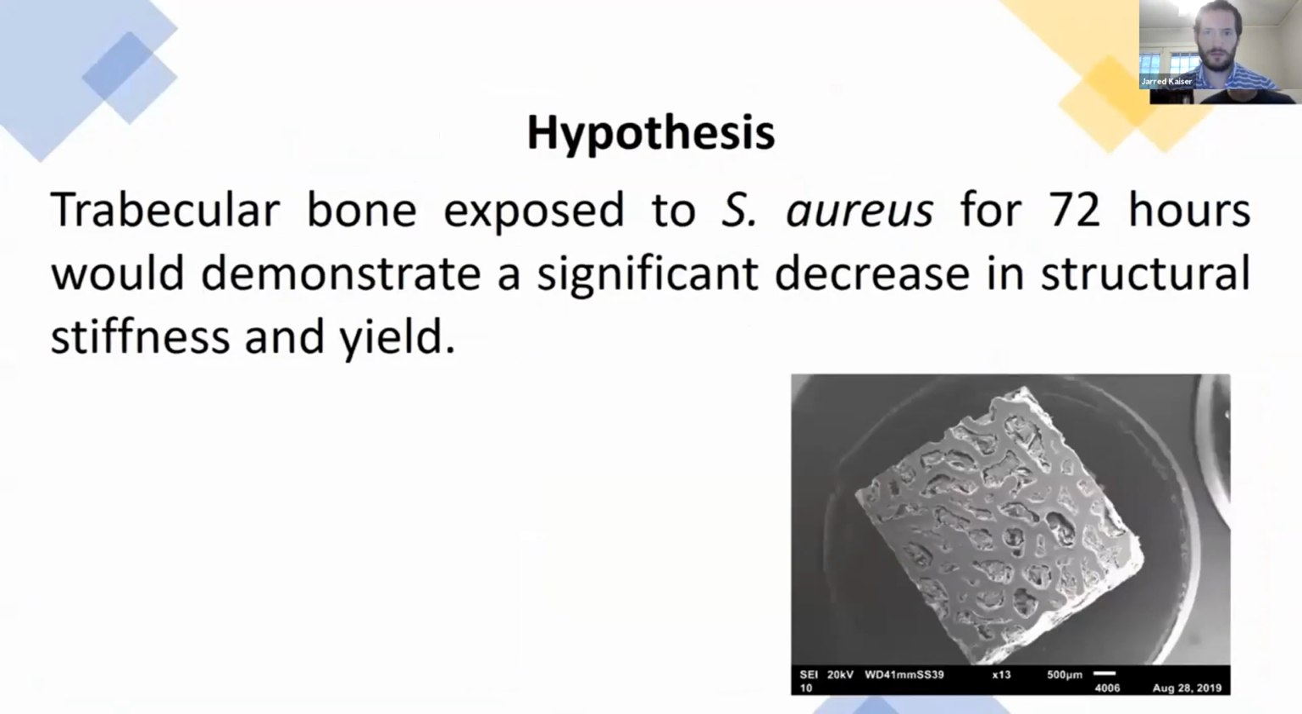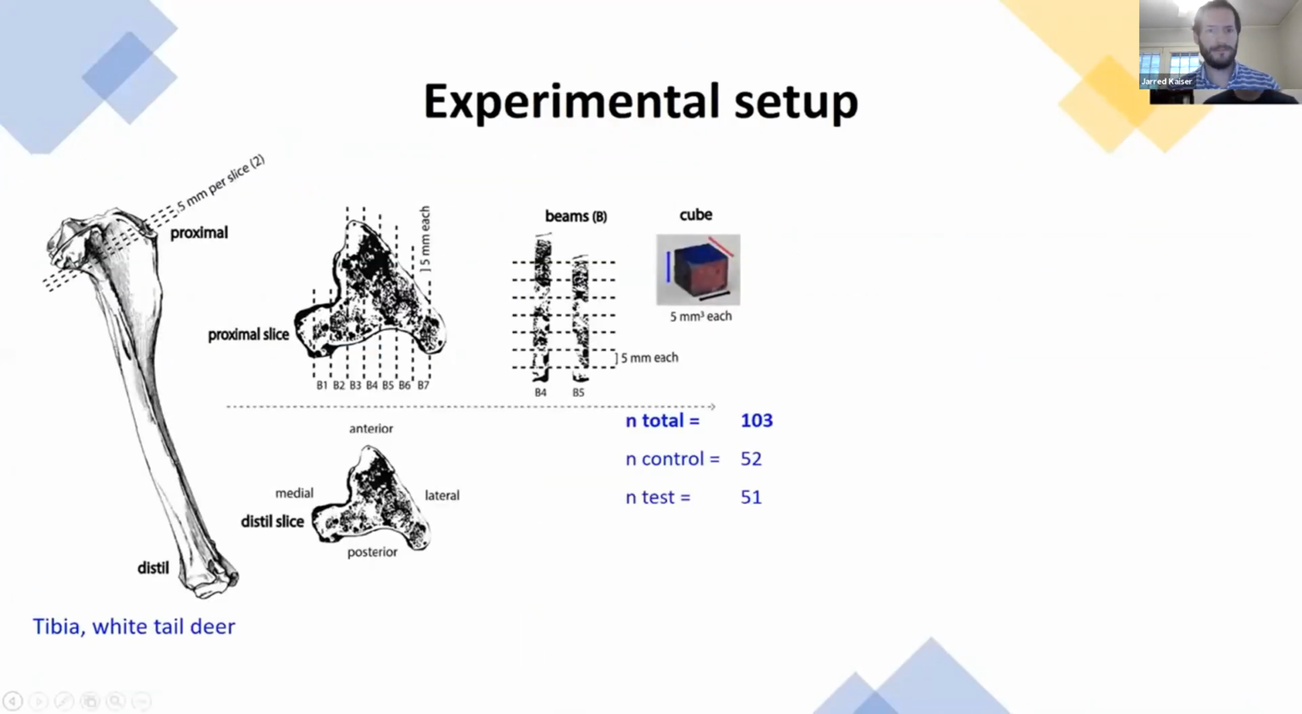So the working hypothesis of our research was that trabecular bone exposed to Staph aureus for 72 hours would demonstrate a significant decrease in structural stiffness and yield compared to a control group that was exposed only to sterile nutrient broth. To test our hypotheses, we used 103 trabecular bone cubes harvested from the proximal tibia of 9 white-tailed deer.